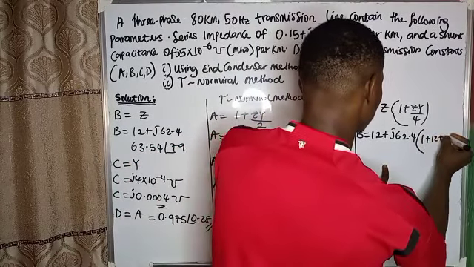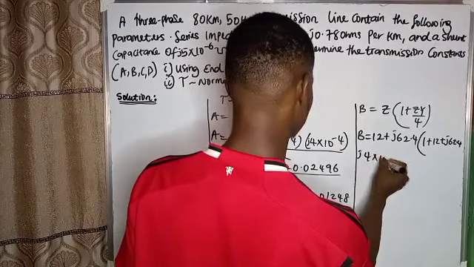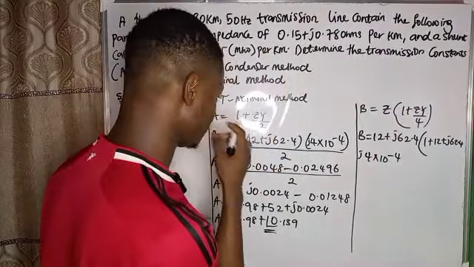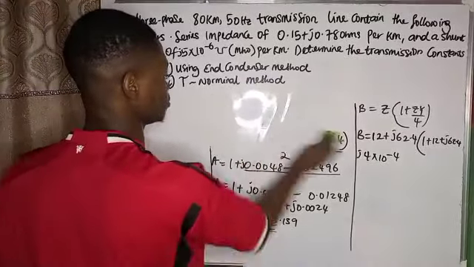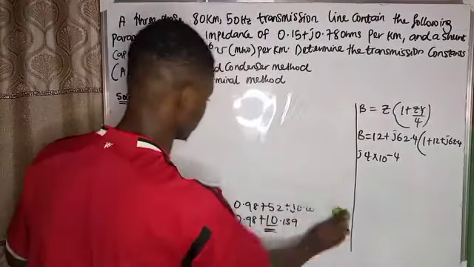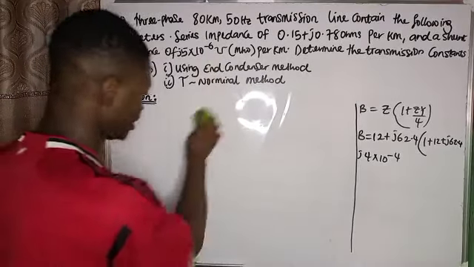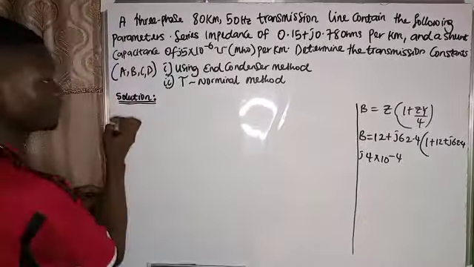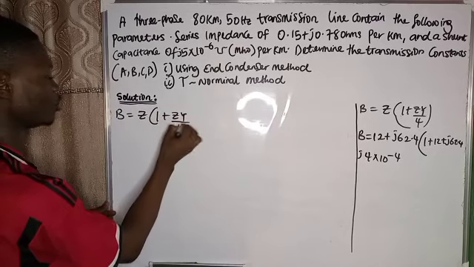So let me clean this side also. Let me just get my values. The values for what? Z. Z is this, I've gotten Z. Then Y is j4 times 10 raised to the power minus 4. So these are the two things I need. Remember, we are still in the trinomial method. So my B is equal to Z, 1 plus ZY all over 4.